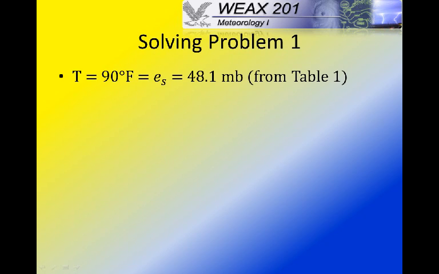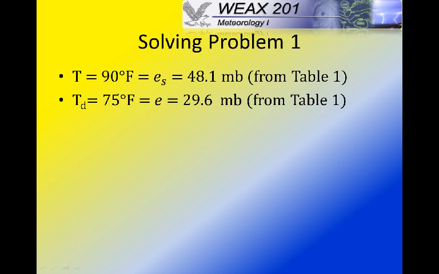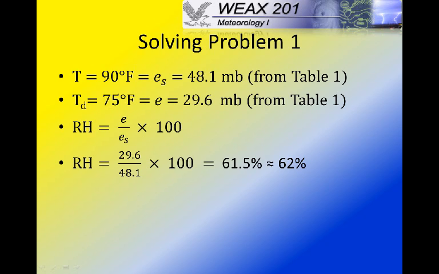So to set the problem up, we first take a look at the temperature of 90 degrees Fahrenheit, and we correlate that to our saturation vapor pressure of 48.1 millibars from Table 1. We take the dew point temperature of 75 degrees Fahrenheit, and it's correlated to the vapor pressure as taken from Table 1, measuring 29.6 millibars. We insert these values into the formula for relative humidity, and we see that the relative humidity equals 29.6 millibars divided by 48.1 millibars times 100. That equates to 61.5%, or rounded up to 62% relative humidity.